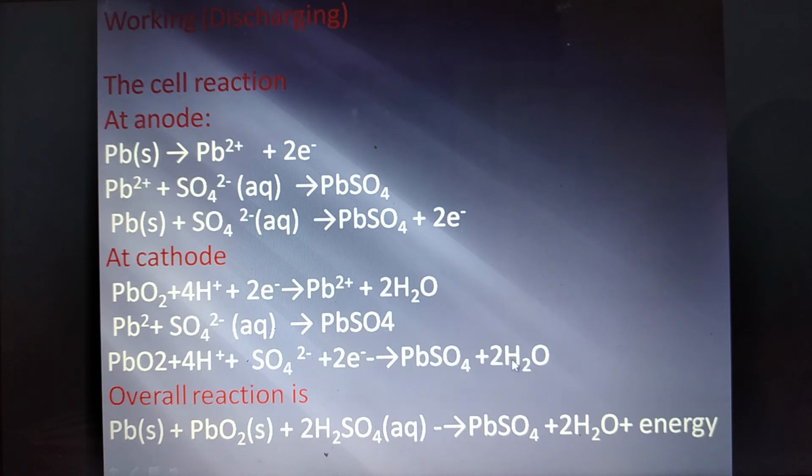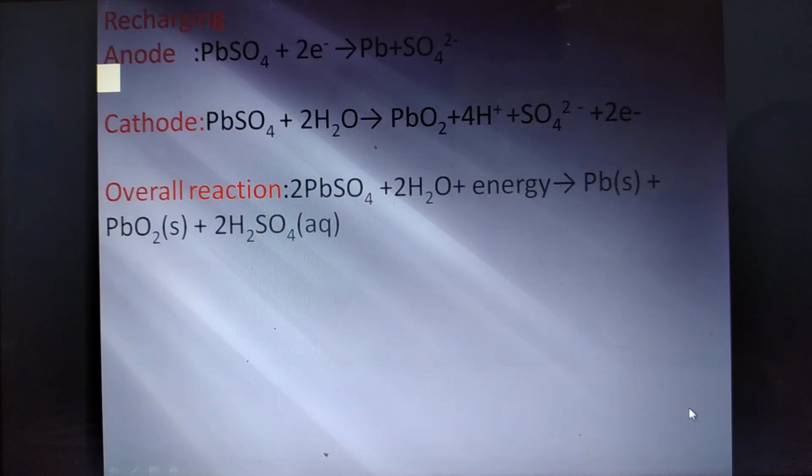PbSO4 plus 2H2O. Then the overall reaction: on the reactant side Pb solid is present, then PbO2, then 4H+ and 2SO4 2-, so that is 2 molecules of sulfuric acid. The product is PbSO4, so 2 PbSO4 plus 2H2O, and some amount of energy is liberated.